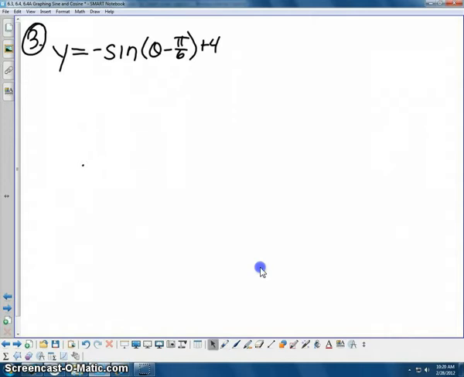y equals negative sine of theta minus pi over 6 plus 4. Do we have to factor this one? Is there a coefficient? The coefficient is 1, so I think we're okay. Our k is 1 here. So let's work on the amplitude. What would my amplitude be? 1. We'll get into period and phase shift in a minute.